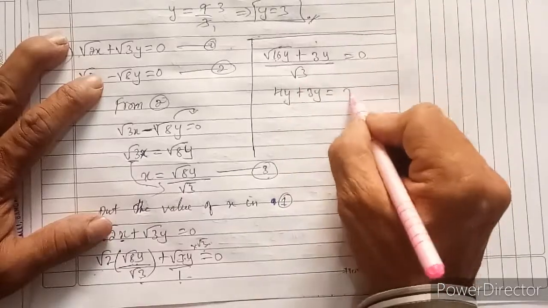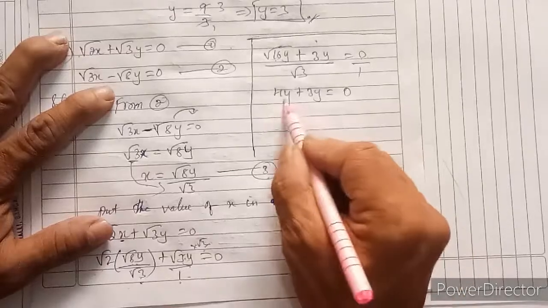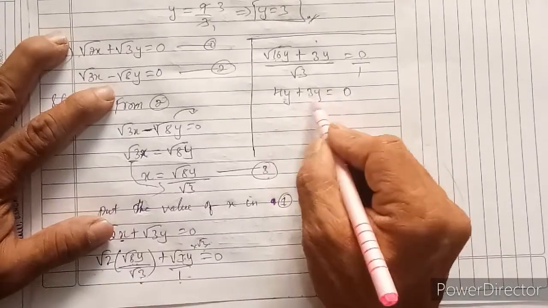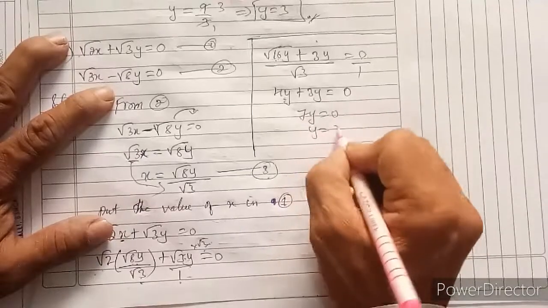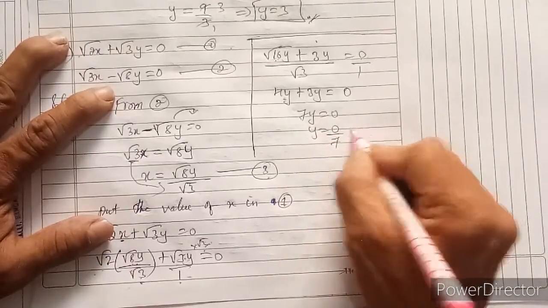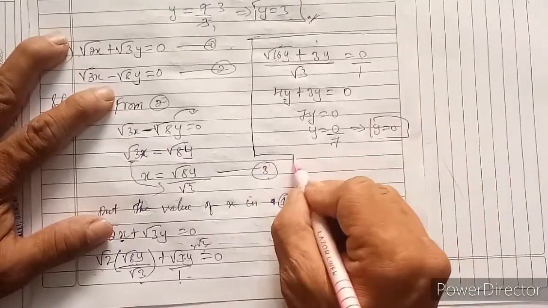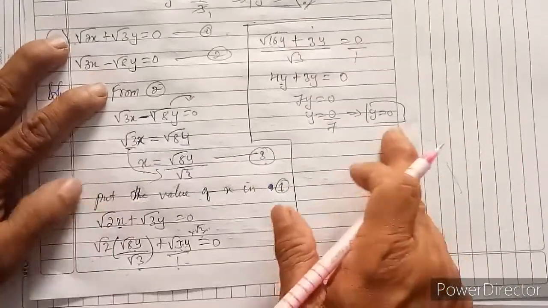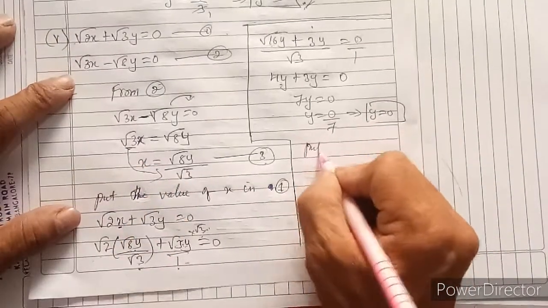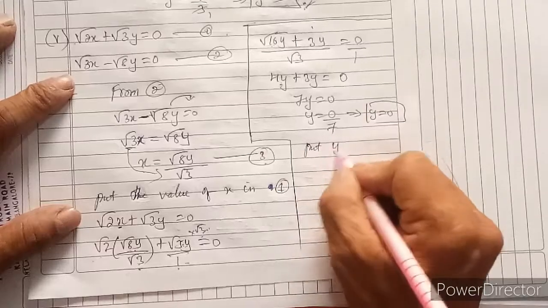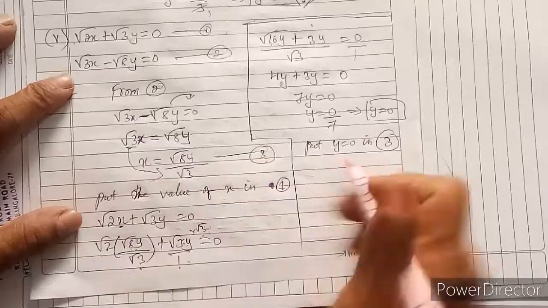This into this, if you multiply, we will get 0. See here, root 3 into 0 is 0 only. After that, 4y plus 3y, that is 7y, is equal to 0. And y is 0 divided by 7, so we got y is 0. Right? After that, see here, put the value y is equal to 0 in equation 3. What is equation 3? It is here only.